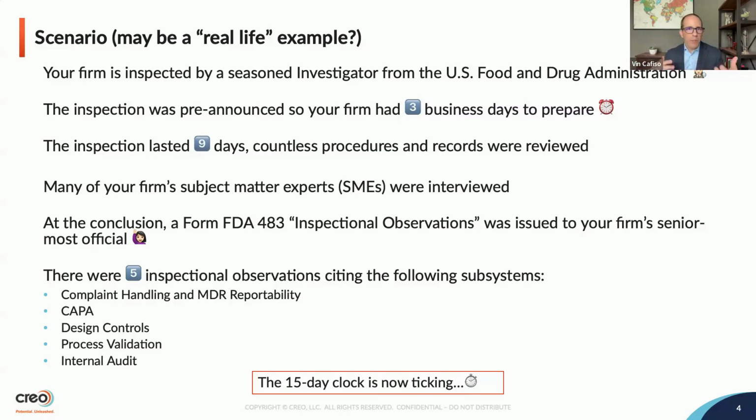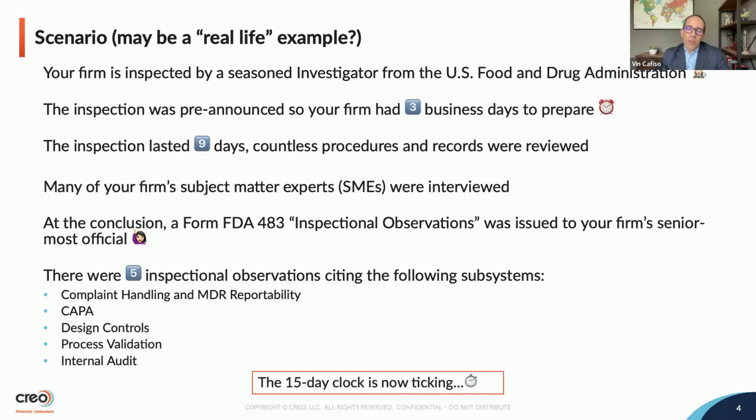So all of those different people that would generally be asked to be interviewed would be the people who you would expect to be there, right? So part of that is knowing that you have all of these people that are essentially going to be on board. And so in this scenario, at the conclusion of the inspection, a Form FDA 483, which is also known as inspectional observations, was issued to your firm's senior most official.